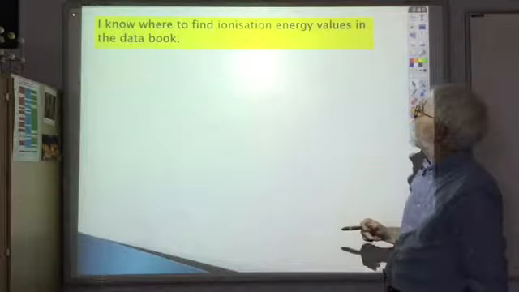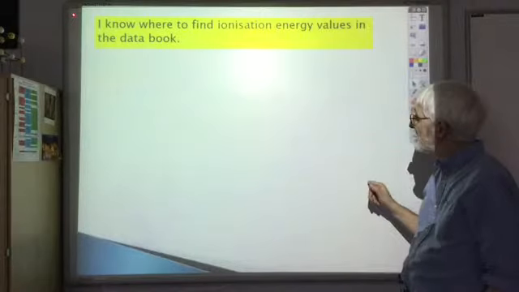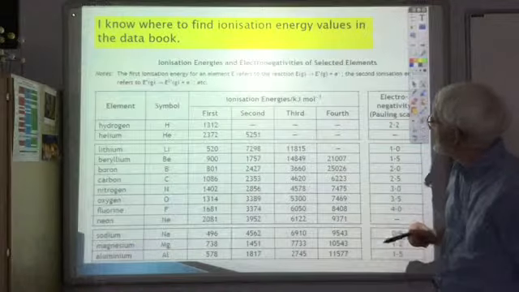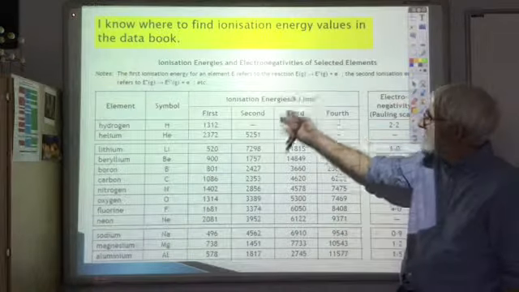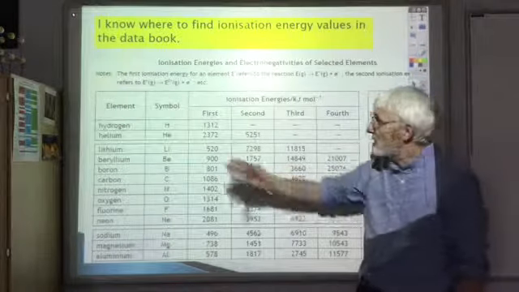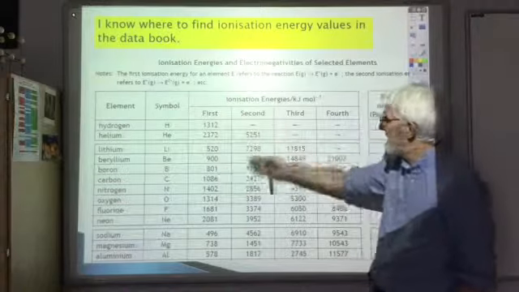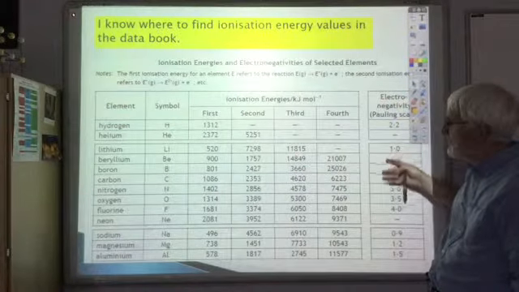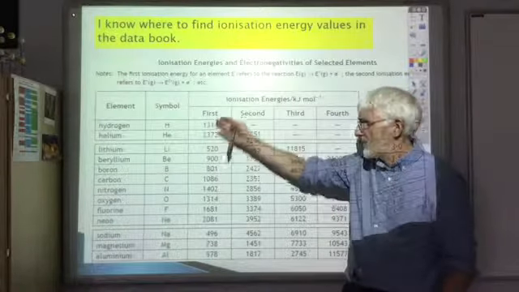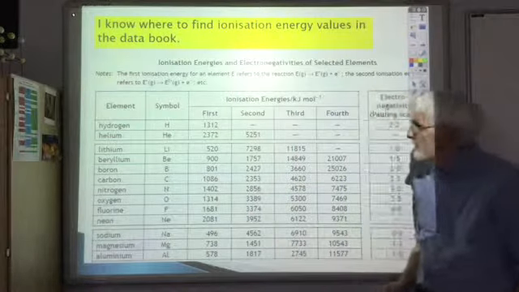You should know where to find ionisation energy values in the data booklet. I think it's page 11 of the data booklet. It's got all the ionisation energies for lots of the elements. It gives you the first, second, third, fourth, and electronegativity as well. At the moment we're just going to concentrate on the first ionisation energy.